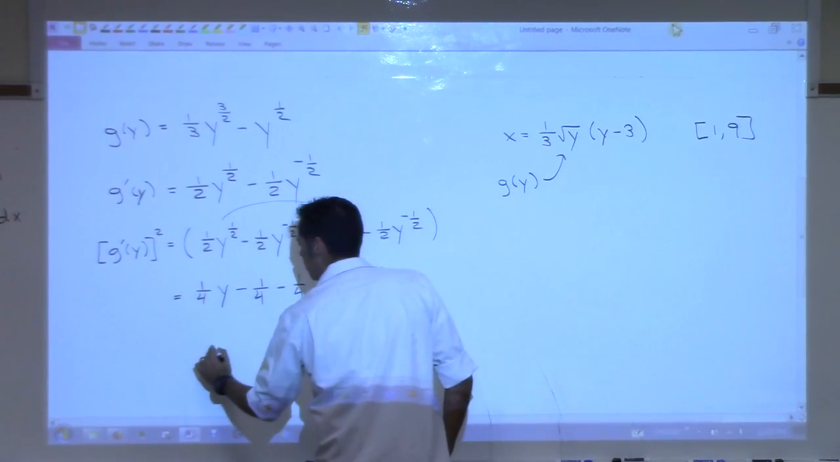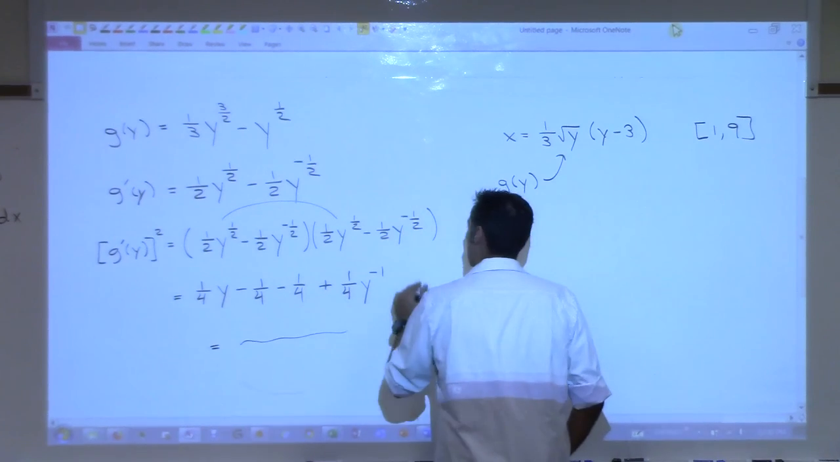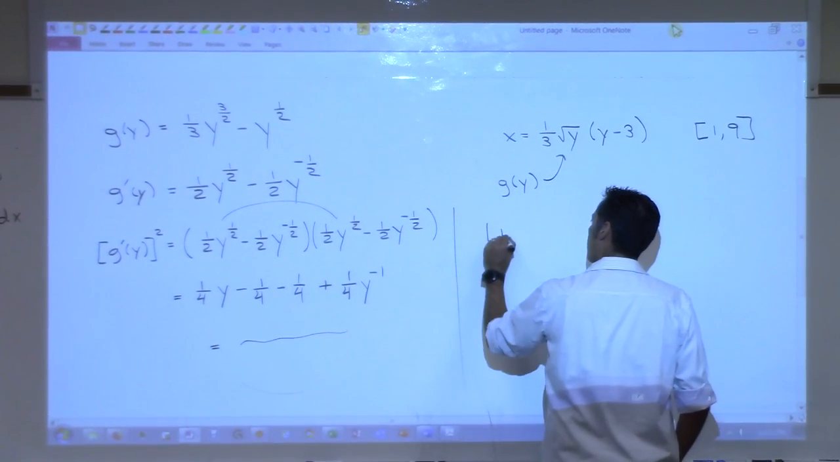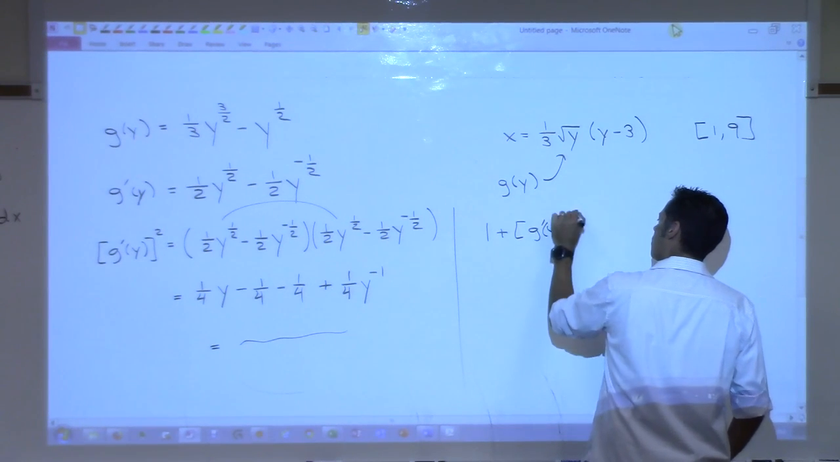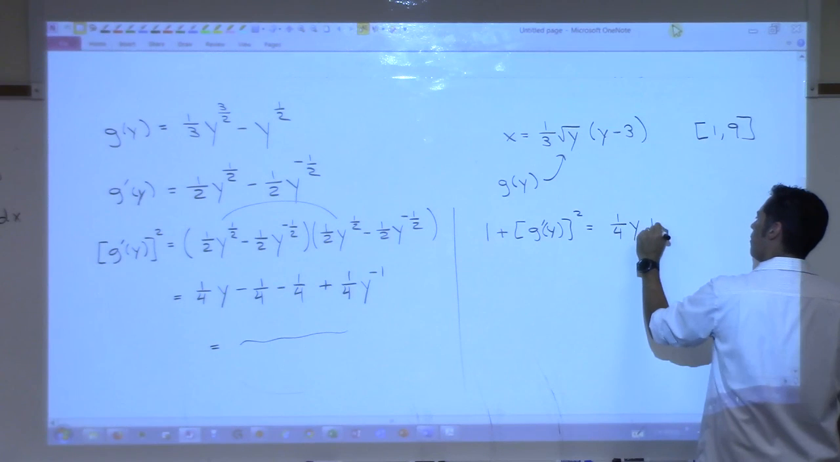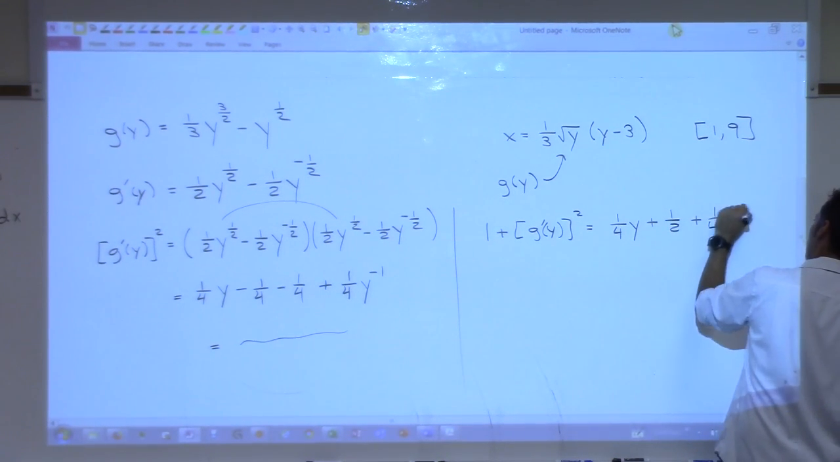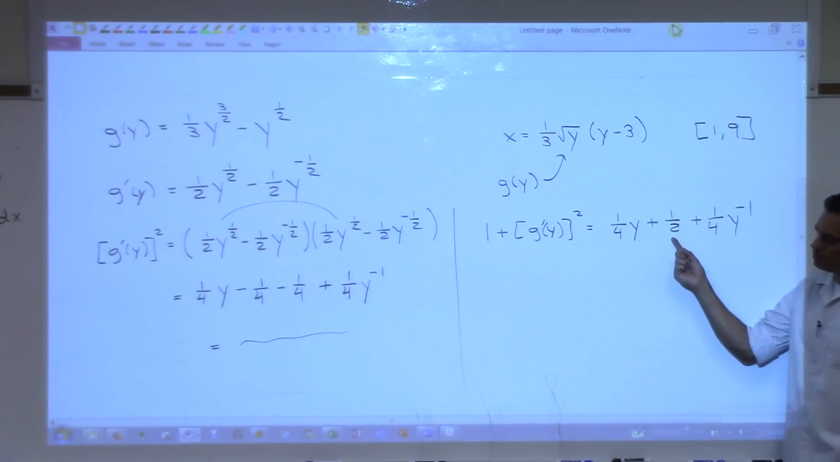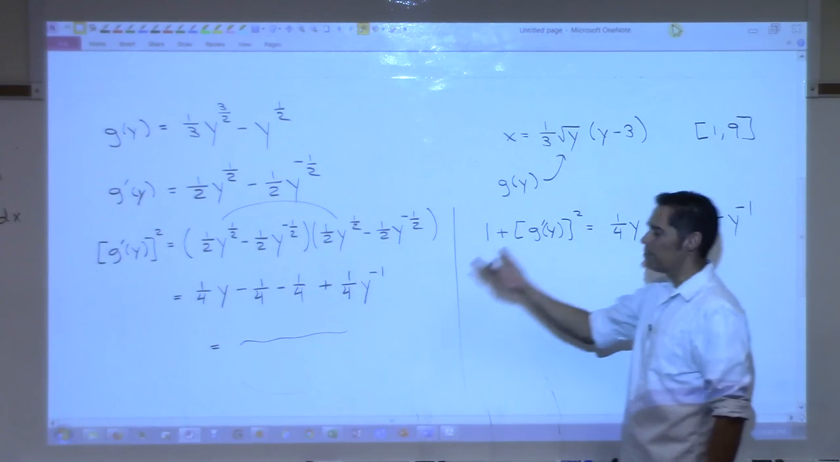Okay, so now we have, and then we need to add 1 to this, right? So let's go ahead and add 1 to it. So 1 plus the derivative of this squared should be 1/4 y plus 1/2 plus 1/4 y to the negative 1. So these two went together to become negative 1/2, and then I added 1, so it became positive 1/2.